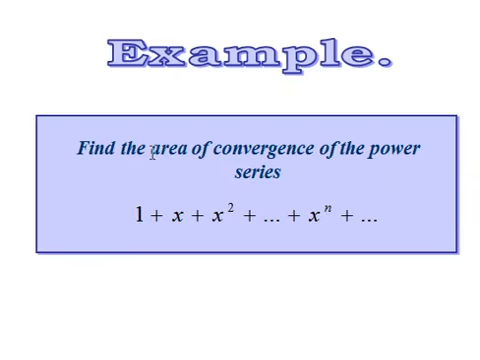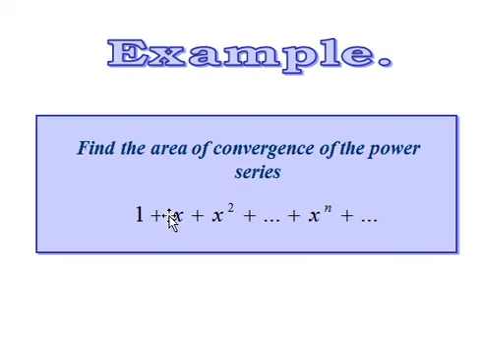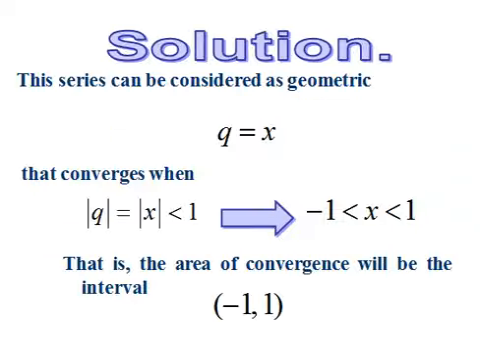So how to find the convergence area of the power series, which looks like this: 1 plus x plus x squared and so on. This series we may consider as a geometric progression, because here the next member we may find by multiplying by x. So 1 multiplied by x is equal to x, multiplied by x is equal to x squared, and so on. That's why we may consider it as a geometric series.